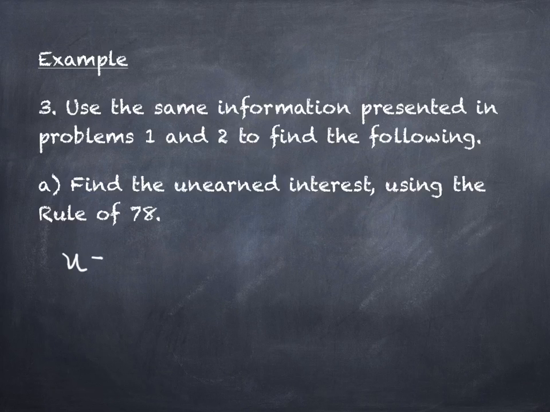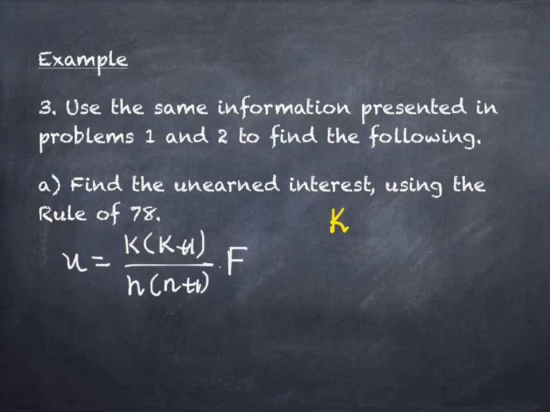We have U equals K times K plus 1 over N times N plus 1 times the finance charge. Now let's identify these pieces. We already know K because we've already done that in the previous problem. It was 12. What is N in this problem? Way back on page 1. It was 18. That's how many months they agreed to do this for. And we calculated F earlier as well. What was the finance charge?